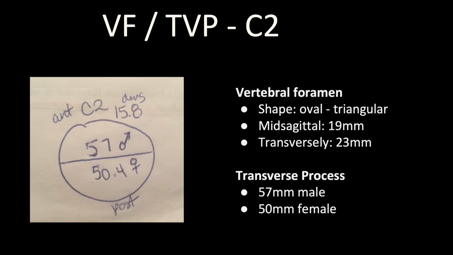All right, so similar to C1, there's some numbers that we're going to want to know, particularly the transverse diameter. That's going to be 57 in males and 50 in females. Those are two important numbers that you need to know, and those are on page 74.